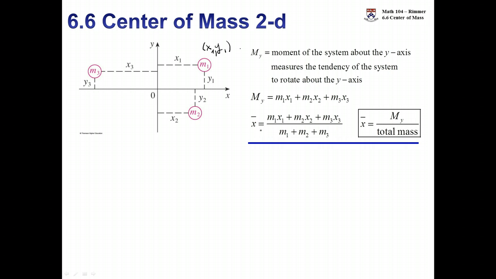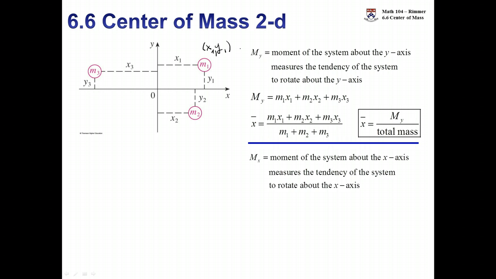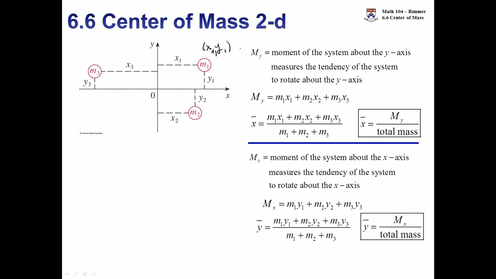Great. Now let's do it for the x-axis. The likelihood of the system to rotate about the x-axis. Well, that involves y's. The distance you are away from the x-axis is y. Same calculation, but instead of M1x1, we'll have M1y1, M2y2, and M3y3 added together will give you that moment about the x-axis. Divide that by the total mass, and you'll have the y coordinate of the center of mass. Okay, it's very important we get these formulas because we'll just be adding another layer on top when we jump to 3D.